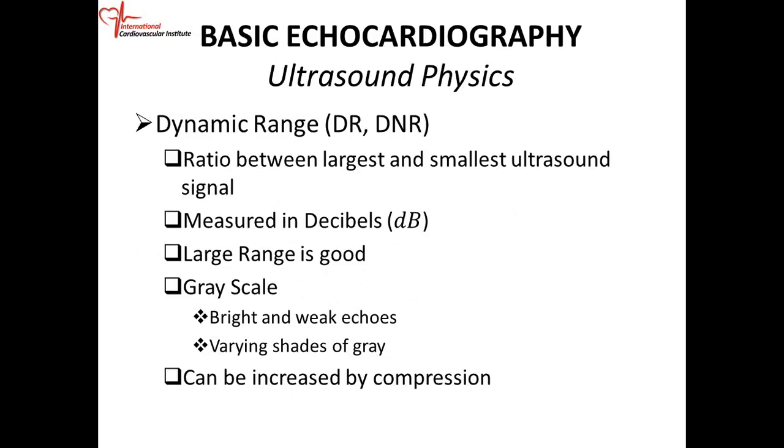M-mode echo has a much greater temporal resolution than two-dimensional echo. When you're doing M-mode echo, you're going to use a frame rate of 1,000 to 3,000 frames per second, whereas when you're doing regular two-dimensional echo, you use 50 to 100 frames per second. M-mode echo has much greater temporal resolution.